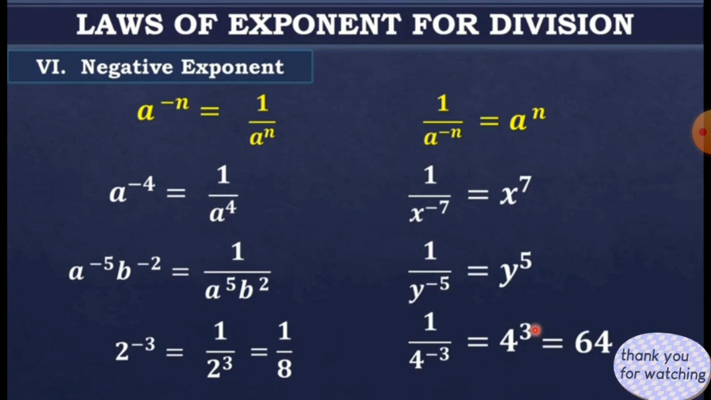So, ito rin yung tandaan nyo, to make the negative exponent positive, we just get the reciprocal. So, pabaliktad lang. Or, i-reverse mo. Okay? So, para mas maintindihan.